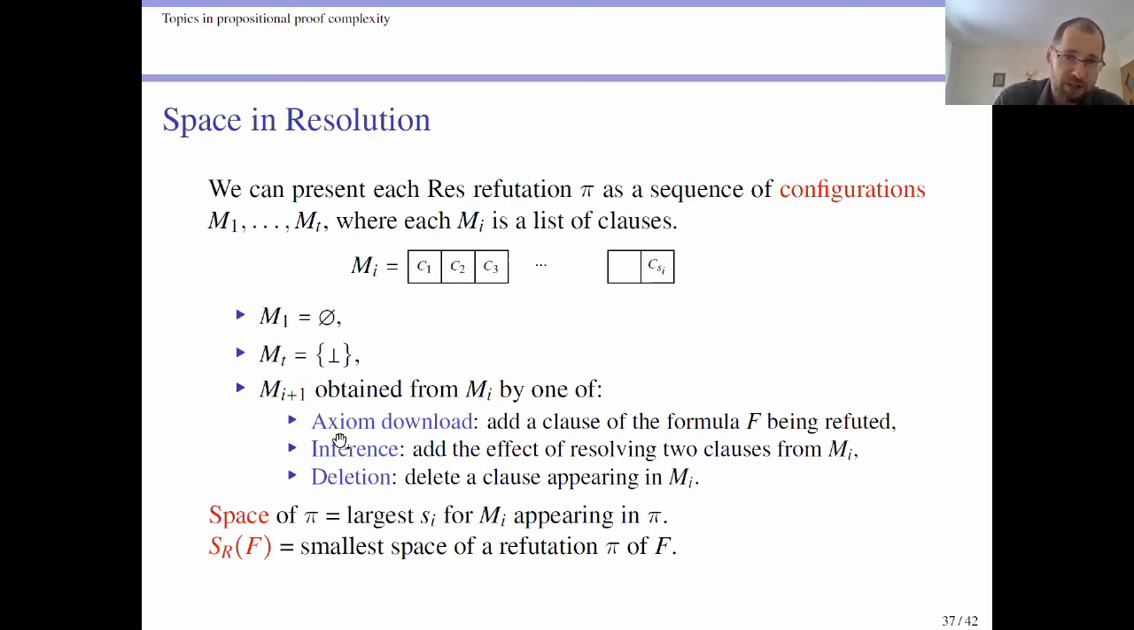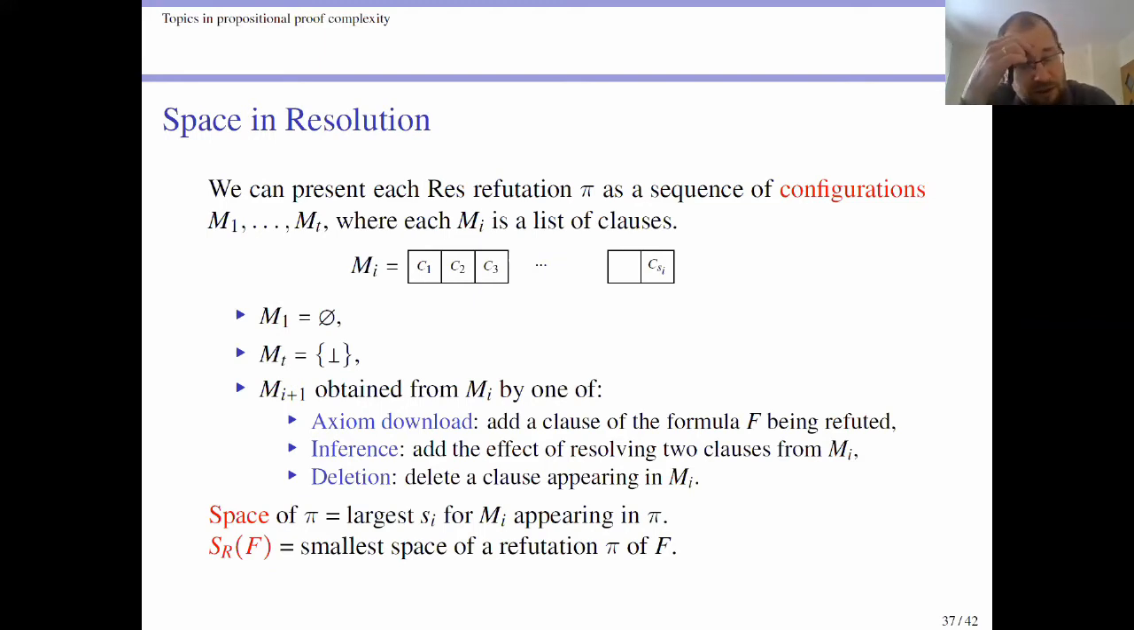The space of a refutation is how many clauses you have to write at the blackboard at the most intensive moment of the proof, where there are many clauses on the board. And the space needed to refute a formula F is the smallest space of any refutation of F that you can find. Okay, so that's defined in the usual way.